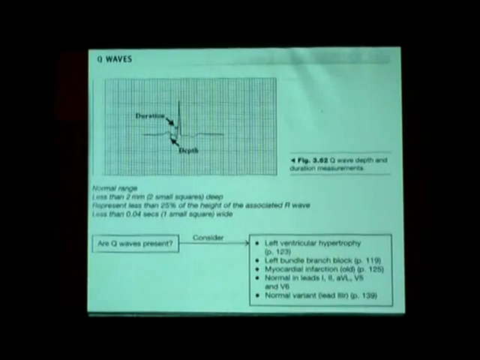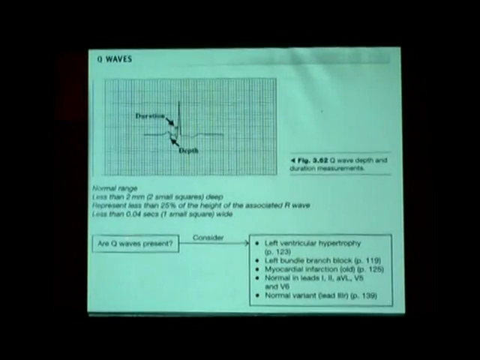Then what is the next wave which is coming? Q. So what is the difference between a pathological Q and a physiological Q? In which leads will you have a physiological Q? Leads V5 and V6, which represent septal activation. Septal activation occurs from left to right, and this results in a small Q.